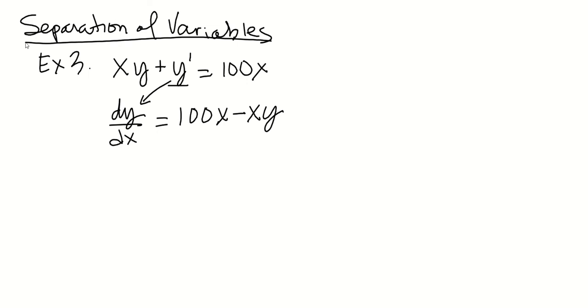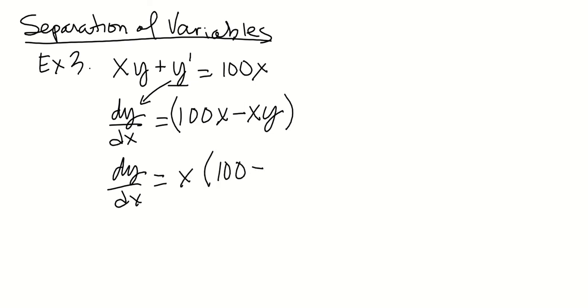Now, we've said that to separate variables, we need to do that through multiplication and division, not through addition and subtraction. So for me to get x and y separated, I'm actually going to have to come to this left side and separate x and y here. And I'm going to do that by dividing out the common factor we have of x. So that gives me dy/dx equals x times (100 minus y). Now we can separate our variables through multiplication and division.